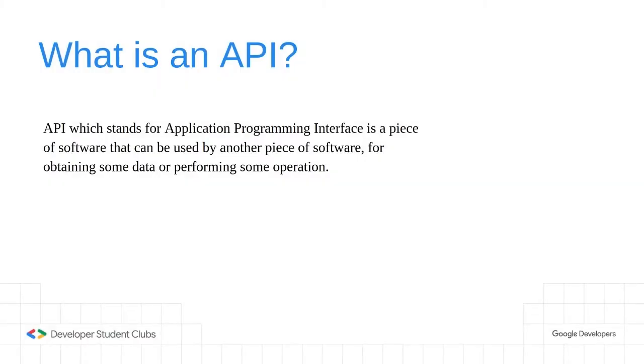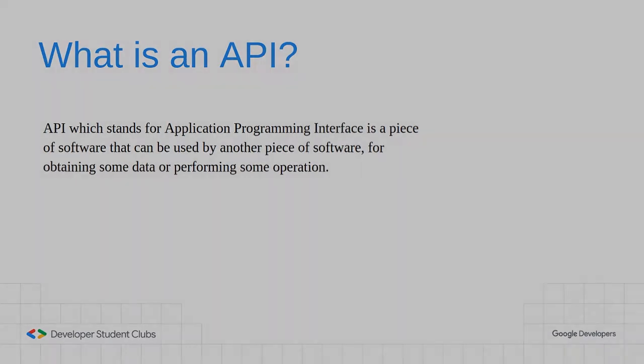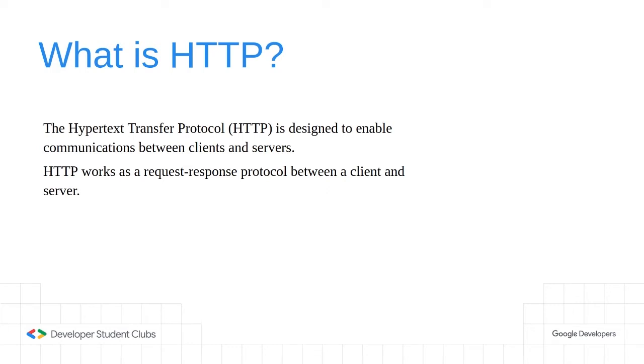So what's an API? An API is an interface or a point of communication between two programs or applications. For example, our client receives user data from the endpoint API slash version 1 slash user. So that's our API. As I told you, we need to communicate between programs. So HTTP is the protocol designed to enable the communication between clients and servers. HTTP works as a request response protocol.